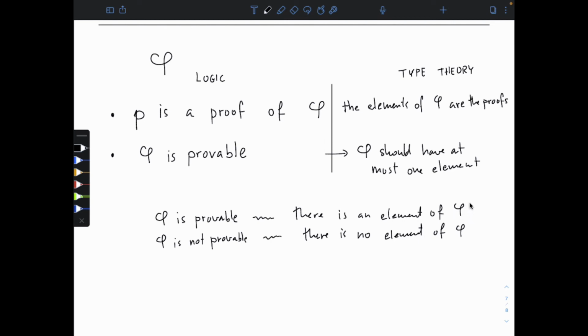So your question, you were now suggesting that there always should be an element, if I understood you correctly. But that will eliminate all things that are not provable. You see, the not provable phi's will be empty. So it's important to allow empty types. A type phi not having any elements means you cannot prove phi.